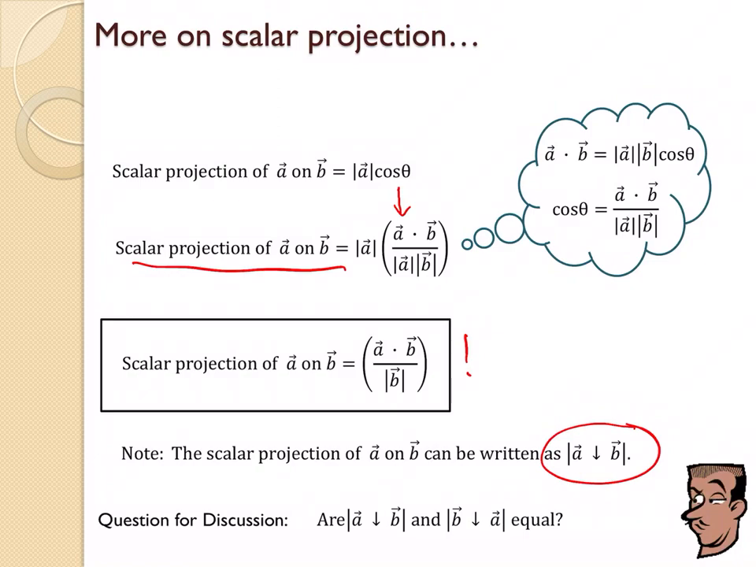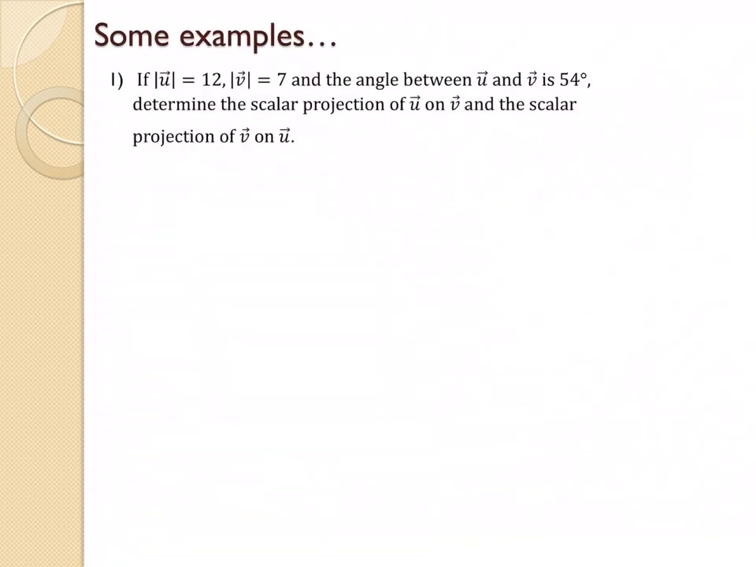Are a projection b and b projection a equal? No. The shadow of one vector on the second doesn't have to be the same as the second on the first. And you can see that in the formula here. This has magnitude b in it, but it doesn't have magnitude a. If I go to do it the other way, I'll get the other vector in there. And so if a and b aren't the same size, you can get different answers for the two.